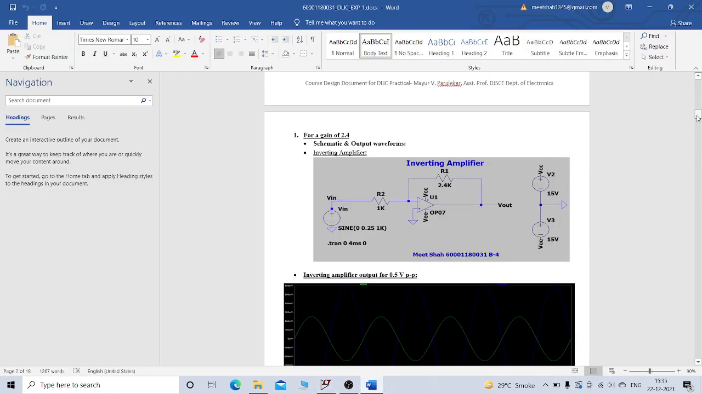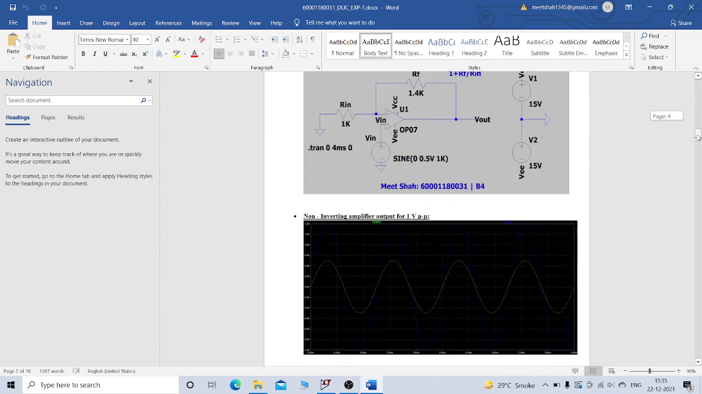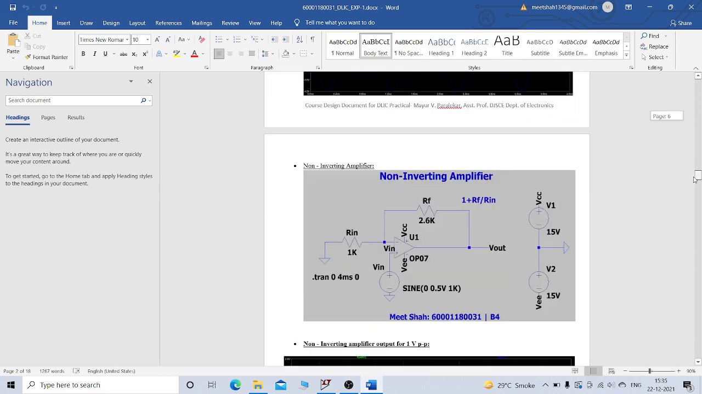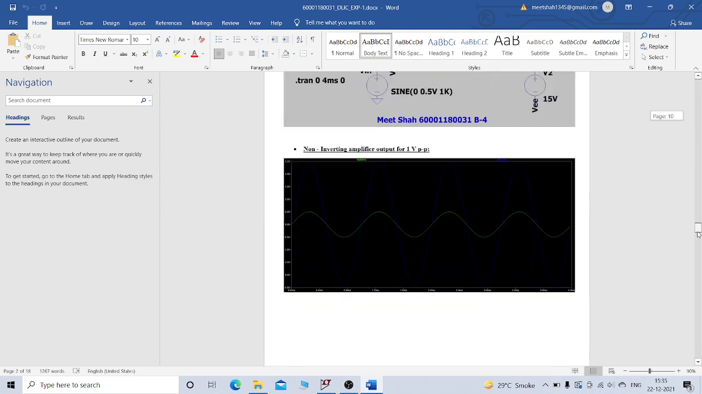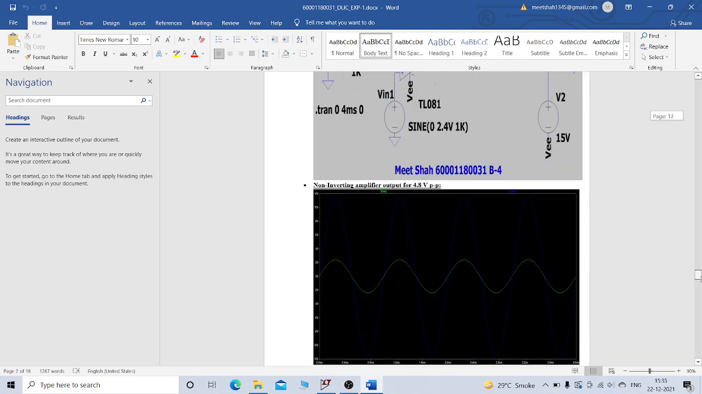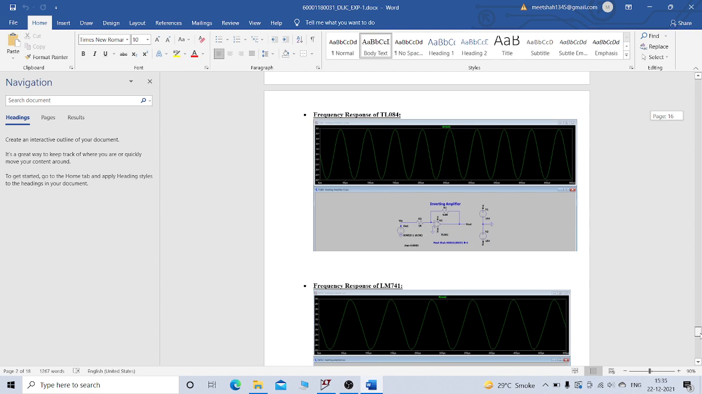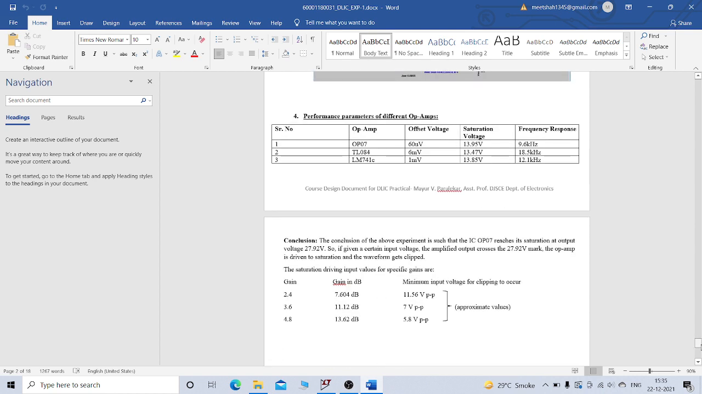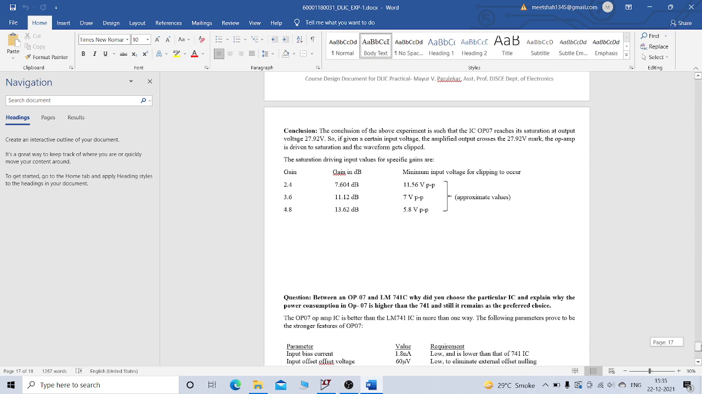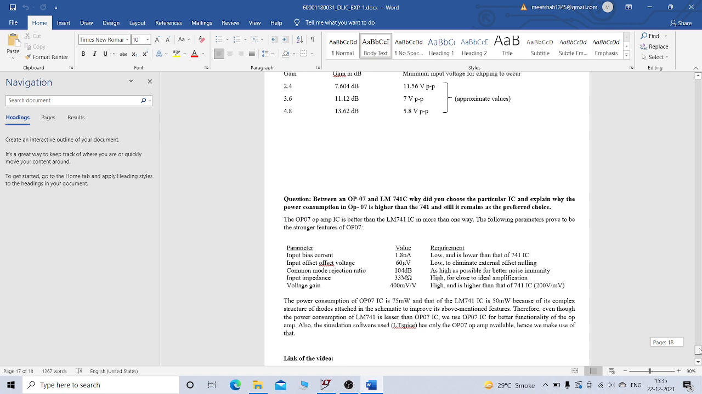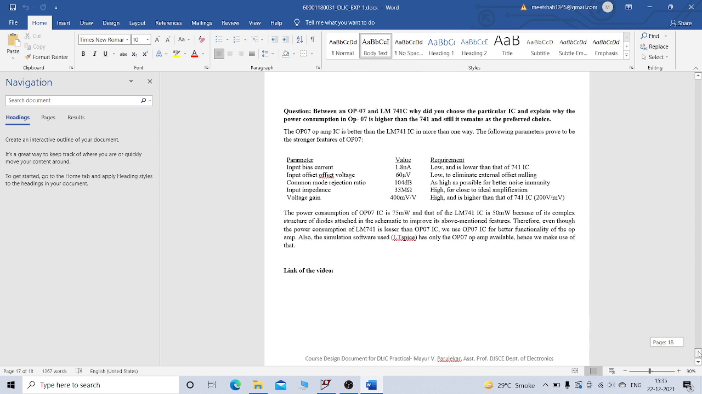So here we have completed, and in the journal I've shown all the graphs that we have required and all the calculations that we have done. We have also calculated saturation voltage and frequency response using the graph, and we have also found out the minimum input voltage for clipping to occur. Thank you.